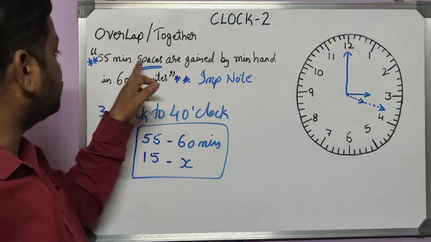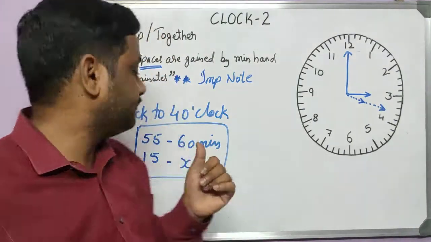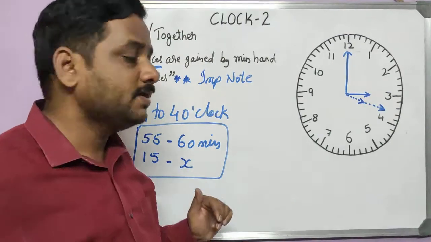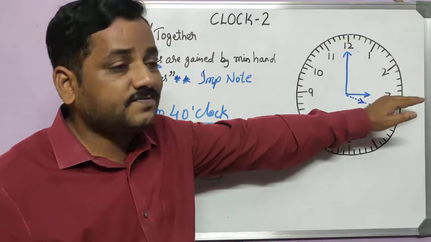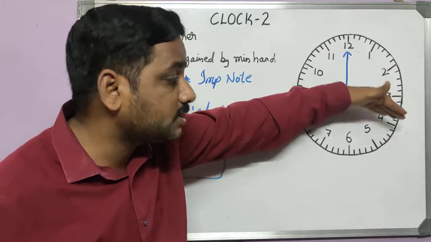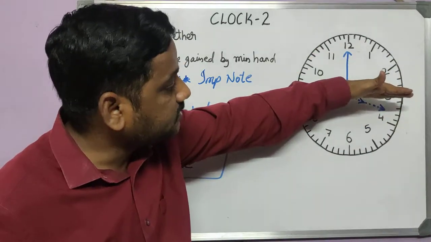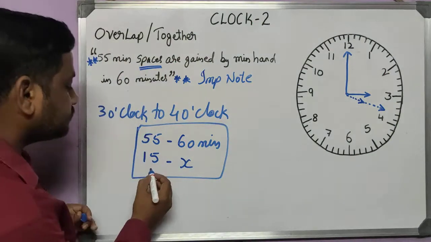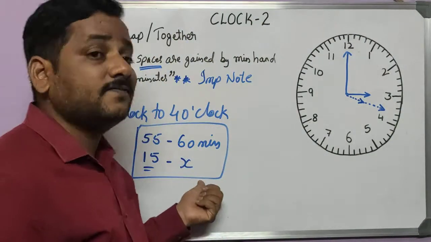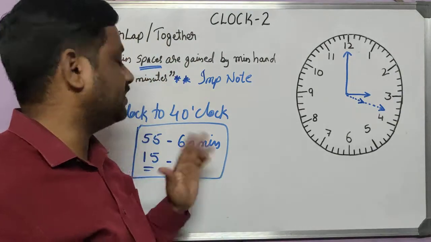See, 55 spaces are gained in 1 hour. 1 hour means 60 minutes. Now the minute hand is just gaining 15 here. I have just taken 15 because we have to find the overlapping between 3 to 4. Right? So up to 3 it is 15. So the minute hand is gaining 15 spaces, but at what hour we don't know. So that is x.